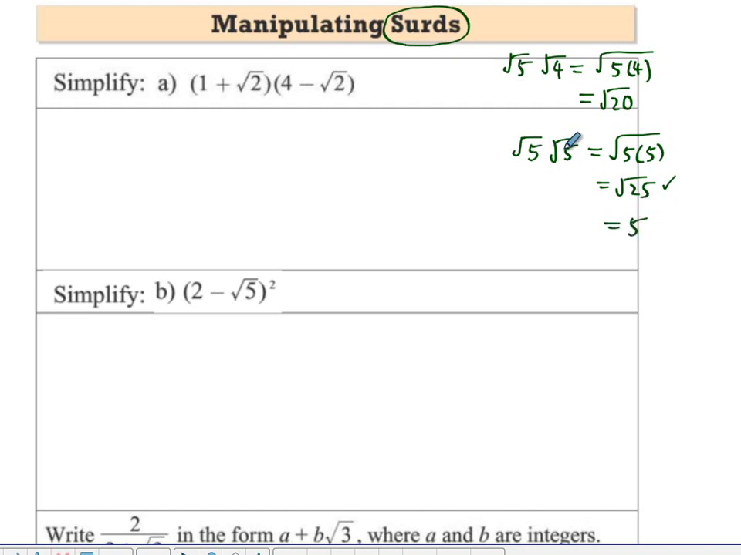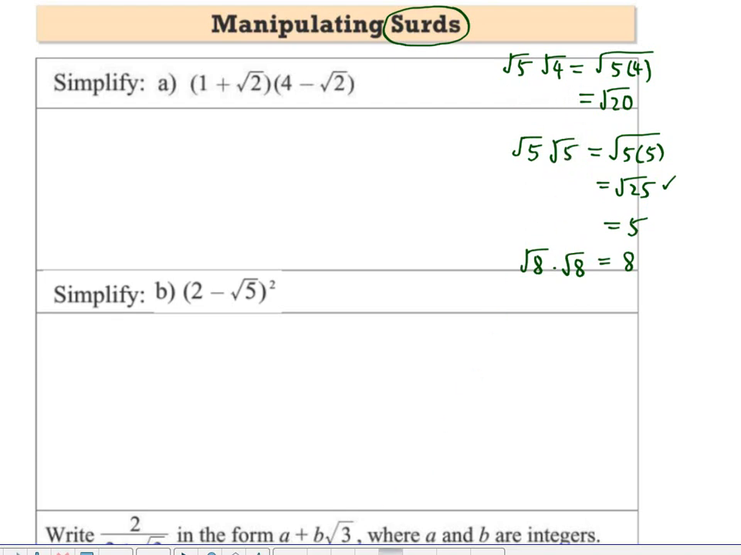So surd 5 times surd 5 is always 5. Likewise, if I have surd 8 times surd 8, this will equal 8. We don't have to go through this process, we can write it straight away from there. So that's the first thing about surds if you multiply.